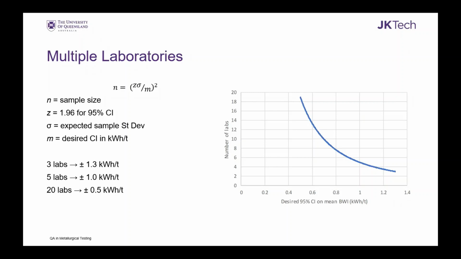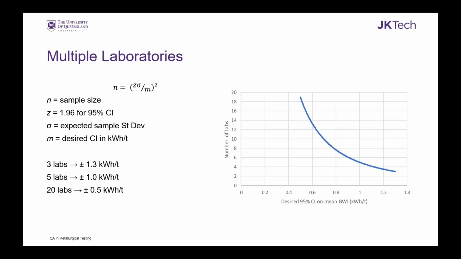If you send that sample to 3 labs and use the average value you got from those 3 labs, that brings those error bars down to 1.3. If you use 5 labs, you can bring those error bars down to 1. And if you use 20 labs, that will bring those error bars down to 0.5.